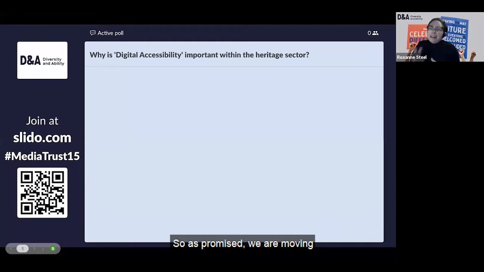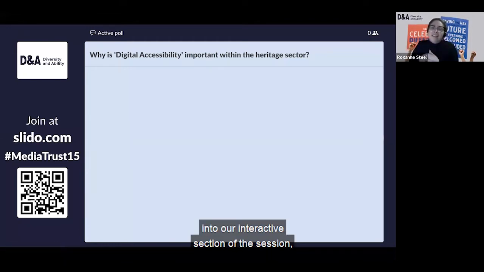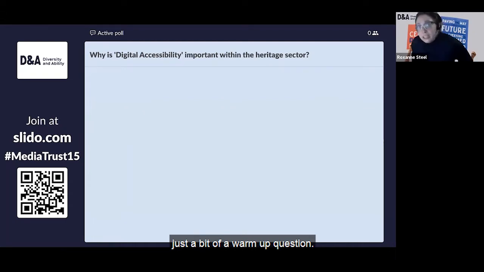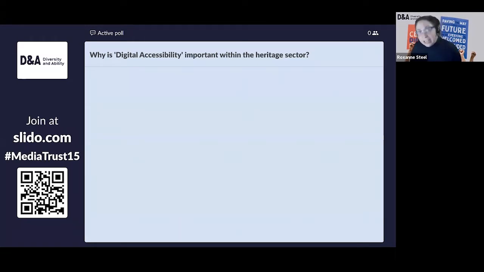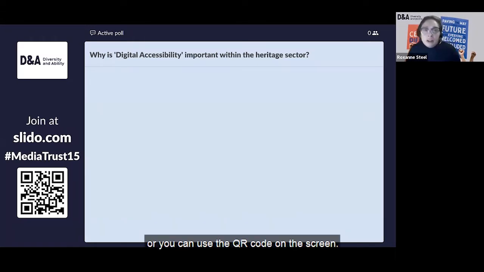So as promised, we are moving into our interactive section of the session, just a bit of a warm-up question. You can join us on slido.com using the code MediaTrust15, or you can use the QR code on the screen. And the first question we've got for you as a bit of a warm-up is, why is digital accessibility important within the heritage sector?